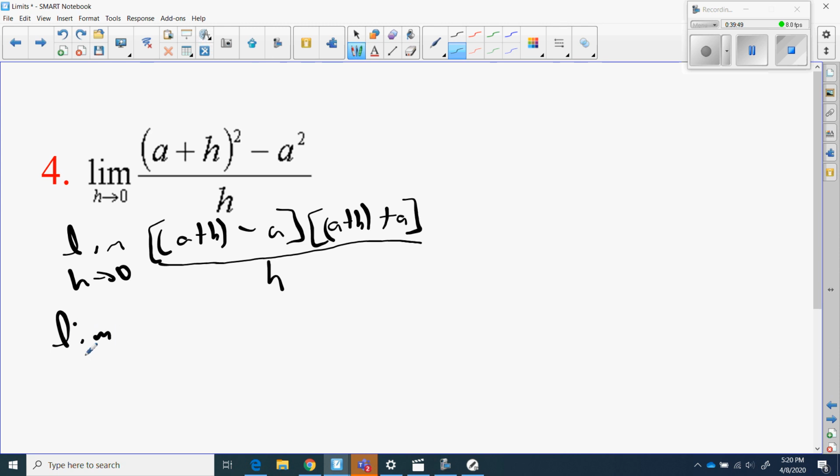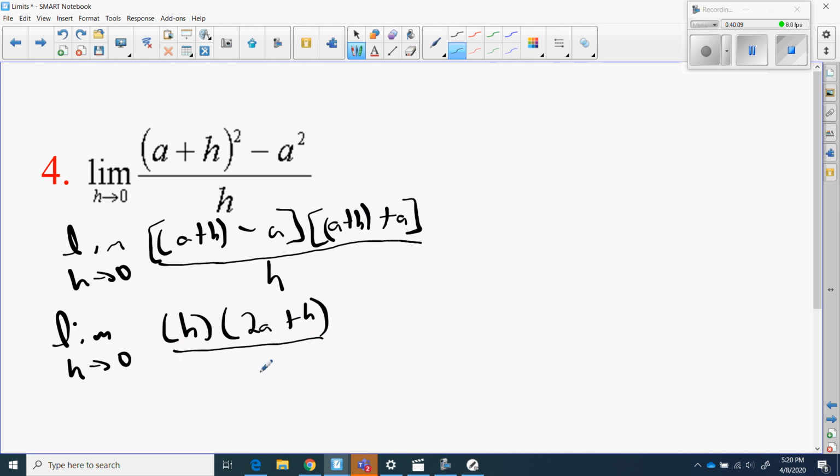Limit as h goes to 0. Here now I've got a plus h minus a. Well, all of that, when you tidy up that bracket, is h. A plus a is 2a plus h.